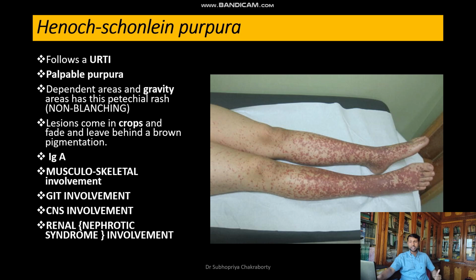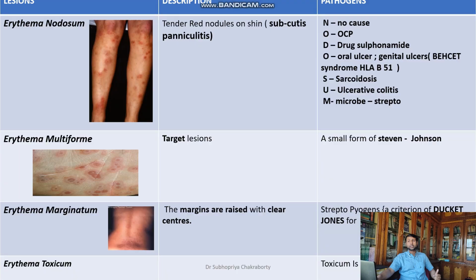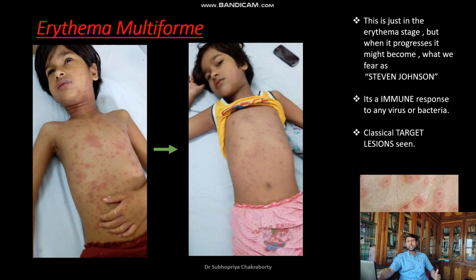Henoch-Schonlein purpura, as I've already explained, classically affects the lower limbs, and it is almost always associated with some severe abdominal pain. That is how it presents to you. It can have hematuria also. IgA antibody-mediated vasculitis. Basically, there is bleeding under the skin.